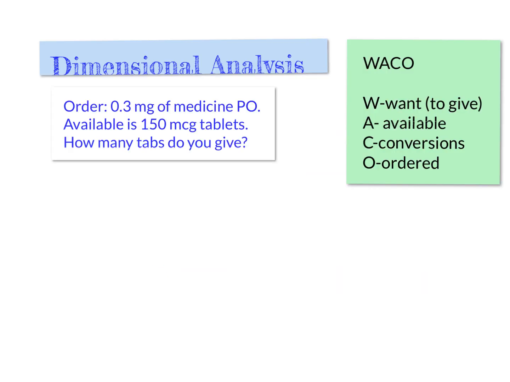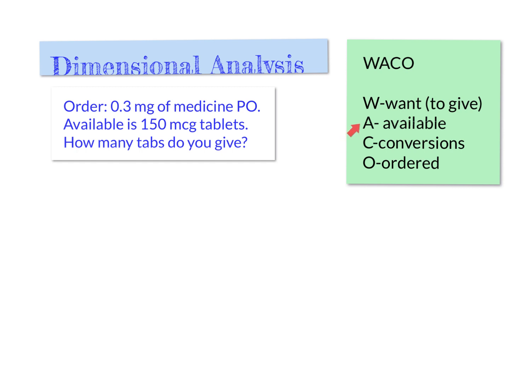Now, let's move into dimensional analysis. Remember the acronym WACO, okay? This is going to help you set up your problem correctly. That way, you will have a no-fail process of dimensional analysis. You will always get the right answer if you set it up correctly. The first one is W for want. We want what we want to give. What is your end goal? Are you going to give milliliters? You're going to give tablets? Are you going to give drops per minute, milliliters per hour? What are you going to be giving the patient? What do you want to give?